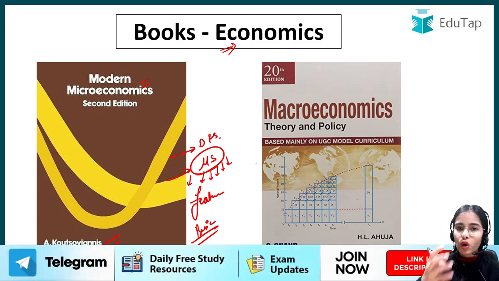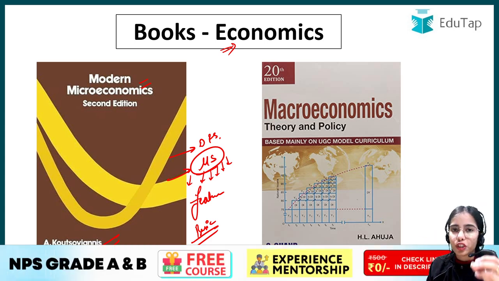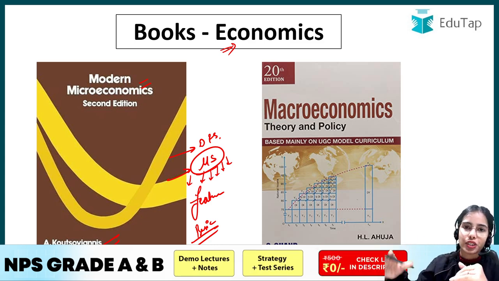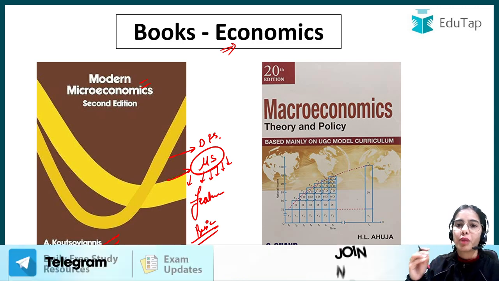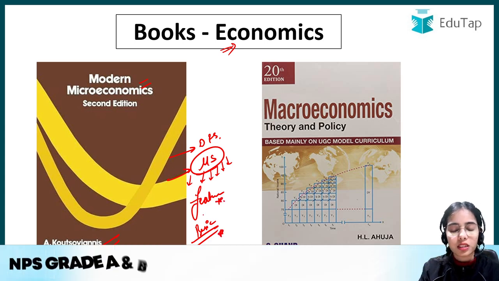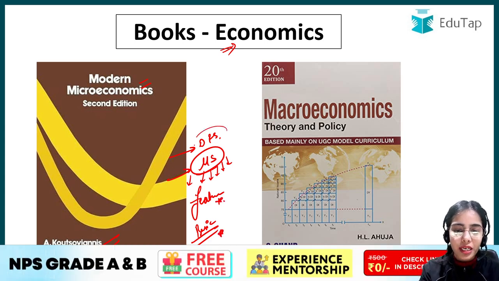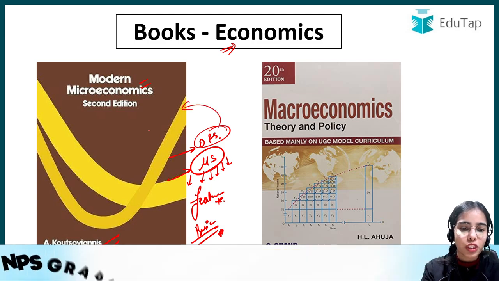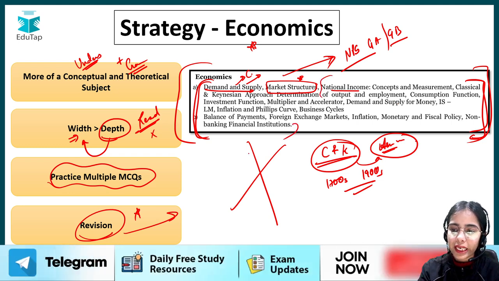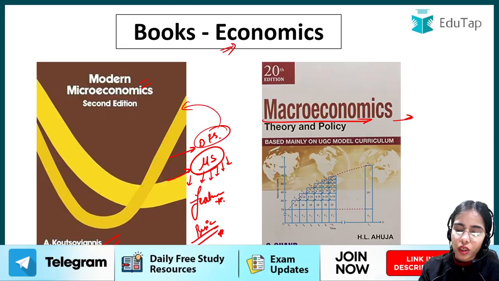Okay, so do not try to go into the theories, just have the basic idea of the market structure, the basic features of the different markets, and the basic diagrams of the demand conditions and equilibrium conditions of the different markets. Okay, rather than going to the theories, first focus on features and the equilibrium conditions. Okay, so demand and supply and the market structure, these two topics you will get in the Anna Koutsoyiannis book. Now the rest, national income and the rest of your topics, you can get in the macroeconomics book by H.L.